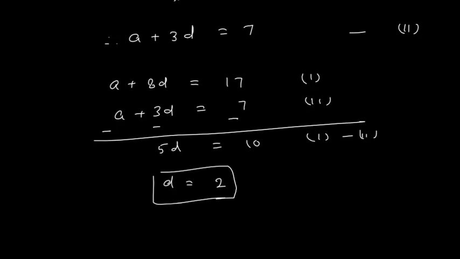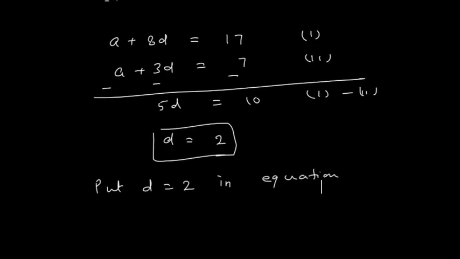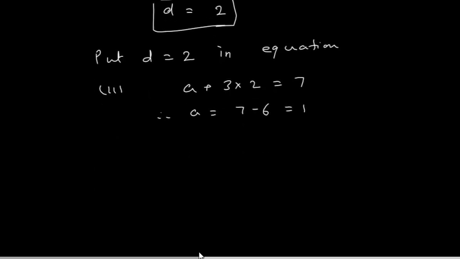Put d is equal to 2 in an equation. You choose any equation, say 2. So we get a plus 3 into 2 is equal to 7. Therefore a is equal to 7 minus 6, which is 1. So therefore a is 1 and d is 2.